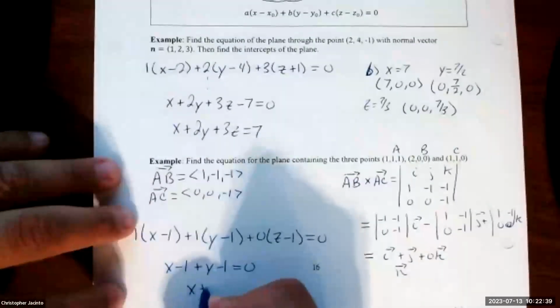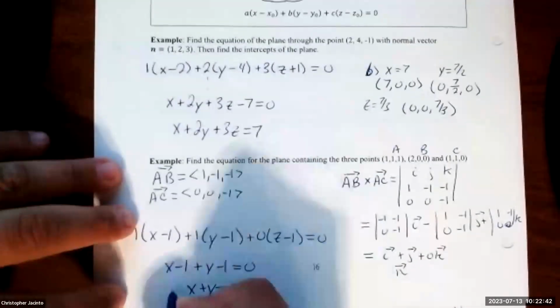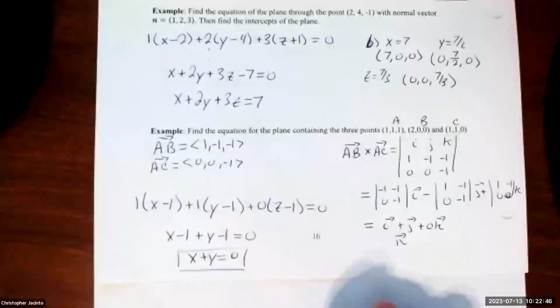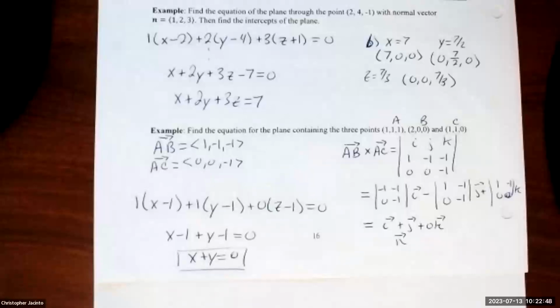Or just x plus y equals 0. And there's our plane. And then I can ask you the last question. This is very simple, right? The only thing that crosses is the origin 0, 0, the xyz plane.